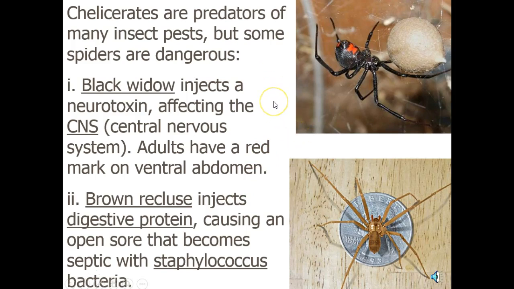As I said, they're beneficial, but these guys not so good. Black widow injects a neurotoxin, which affects the central nervous system, CNS. This is the adult, but you know the immatures have a spiral and kind of brownish shape. The bite is not that serious for an adult. I get a backache when I get bitten.